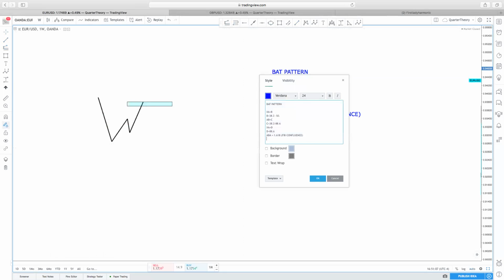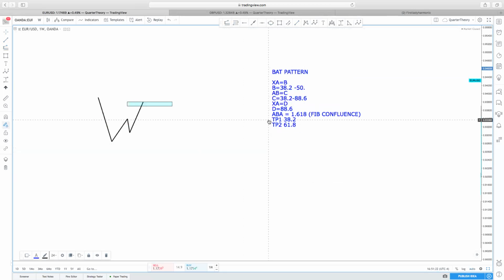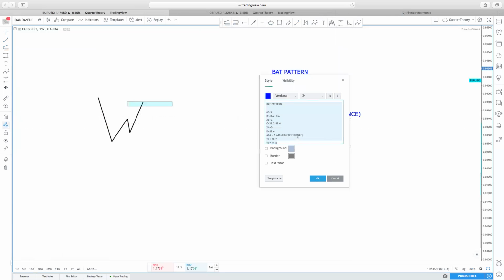A take profit will be 2 take profit areas that we have. The first take profit will be a 382, and your second take profit will be a 61.8. And how to determine that? Take profits will be determined by, I'll put this back in here and put this right here actually. Take profits are determined by A to D.